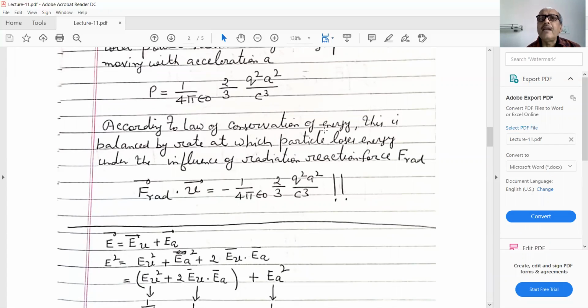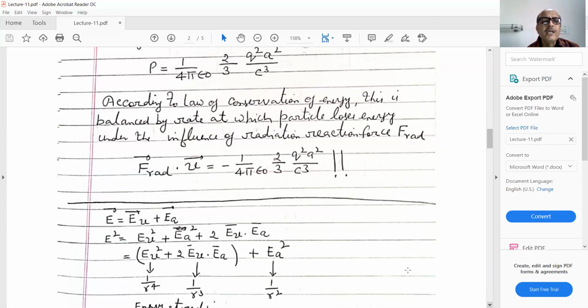There is one more comment that I would like to make. If you look at the electric field formula, it consists of two terms: one is the velocity term and the other is the acceleration term. But when we wrote down Larmor's formula, we gave consideration to the acceleration term and we assumed the velocity term to be equal to 0. But in reality, the term is not equal to 0.